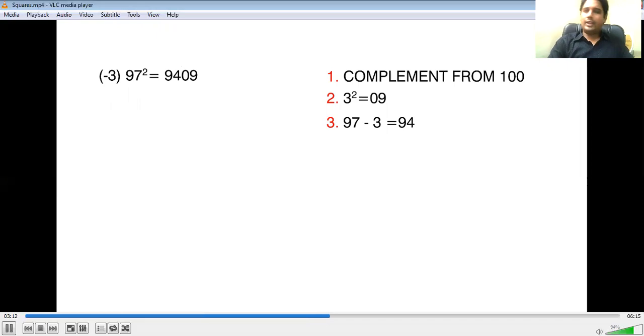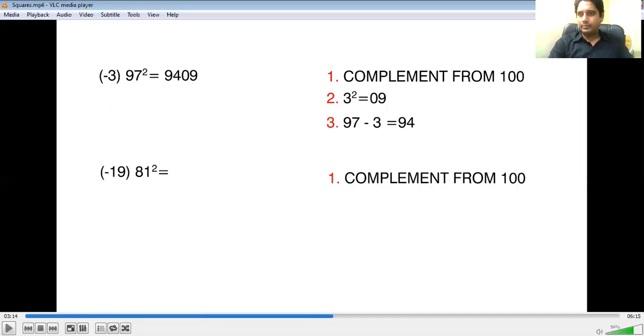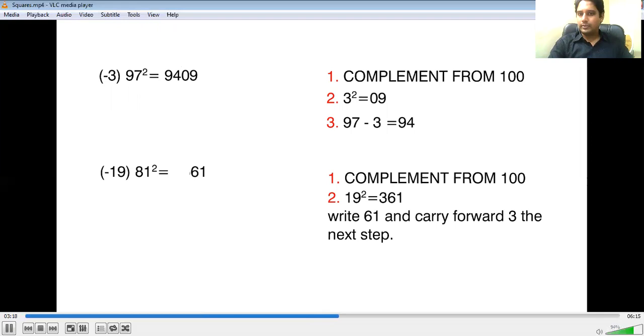Next, 81 square. So step 1, complement from 100 is minus 19. Step 2, 19 square is 361. I will be taking 61. 3 will be carried forward. Step 3, 81 minus 19 is 62. Add 3 to it, it becomes 65. Hence our result is 6561.